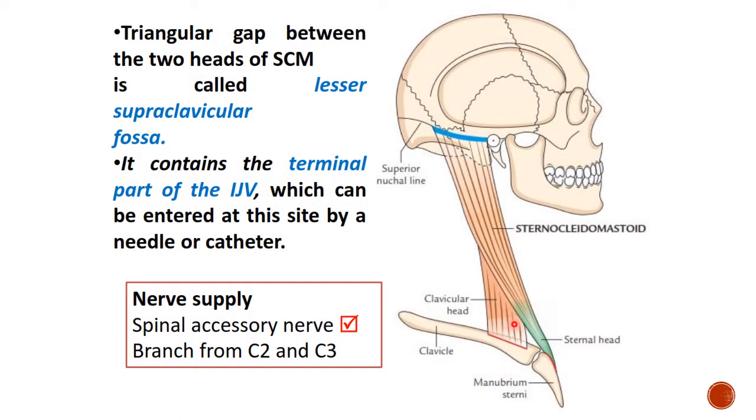So the triangular gap between the two heads of the sternocleidomastoid muscle is called the lesser supraclavicular fossa. It contains the terminal part of the internal jugular vein, which can be entered at this site by a needle or a catheter. Remember this clinical aspect of this interval between the two heads of sternocleidomastoid.